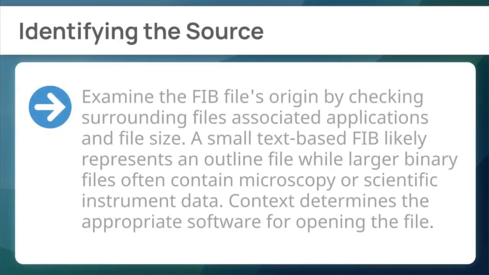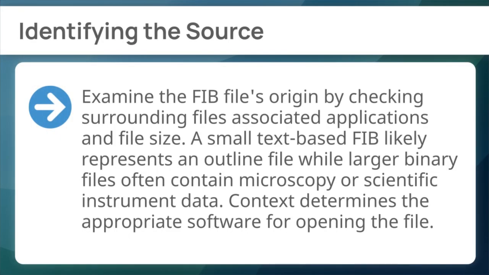First, identifying the source. Examine the FIB file's origin by checking surrounding files' associated applications and file size. A small text-based FIB likely represents an outline file, while larger binary files often contain microscopy or scientific instrument data. Context determines the appropriate software for opening the file.